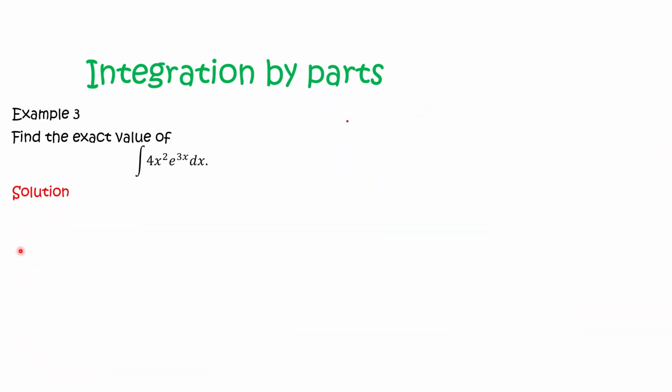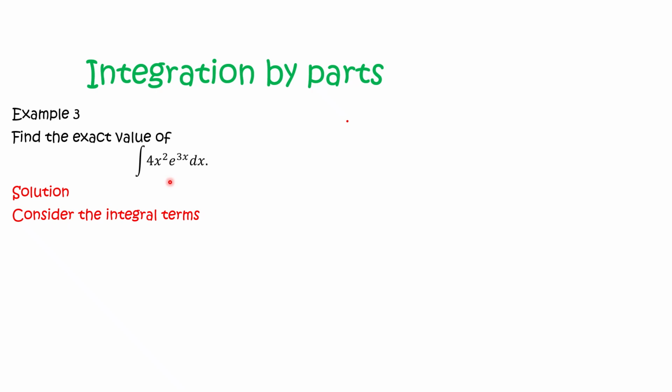Let's take a look at the last example for this session. Find the exact value of the integral of 4x squared times e to the 3x dx. Solution. Consider the integral terms. So we've got two integral terms, 4x squared.